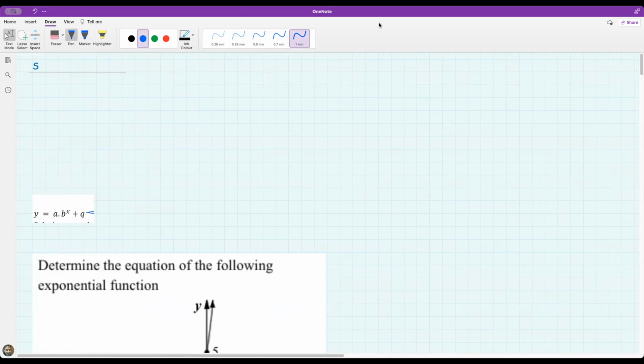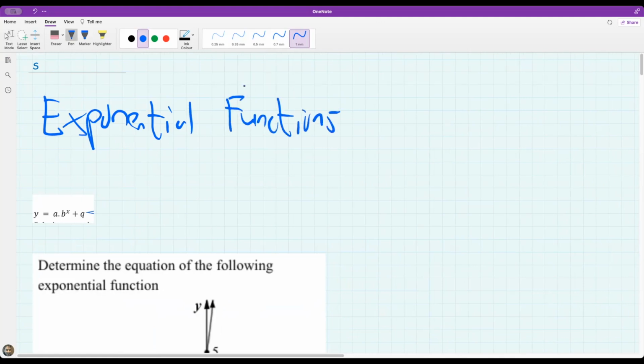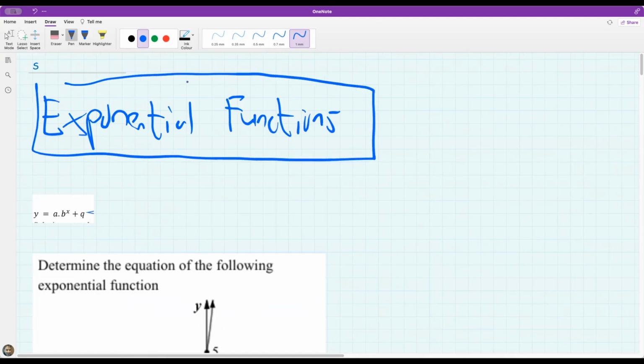We're going to focus initially today on exponential functions and how we find the equation of exponential functions. So that's going to be where we start. But then as the lesson goes on, we are going to start remixing.